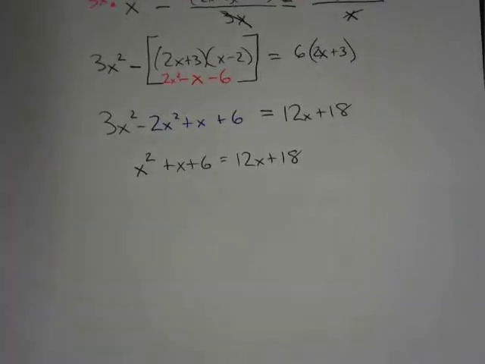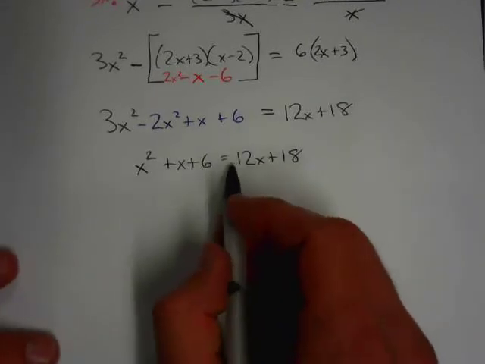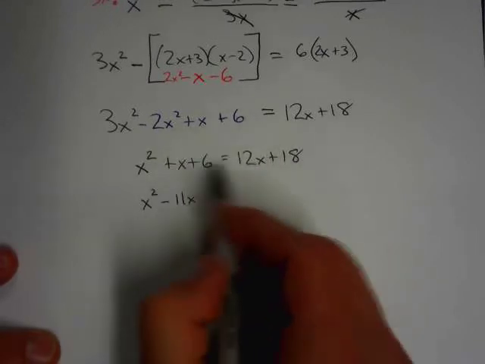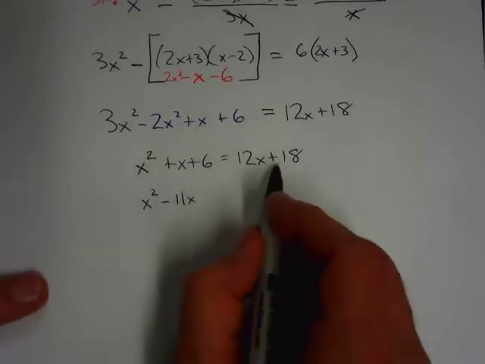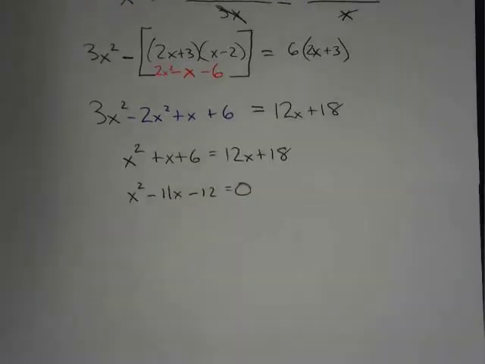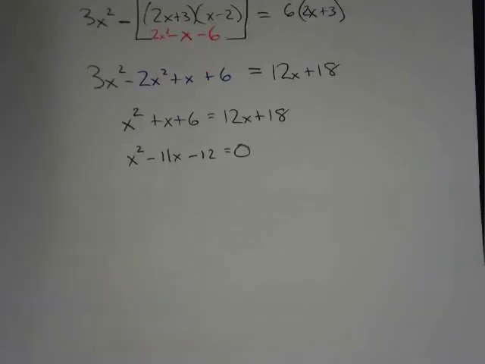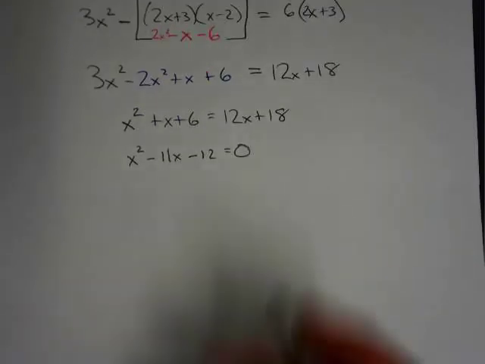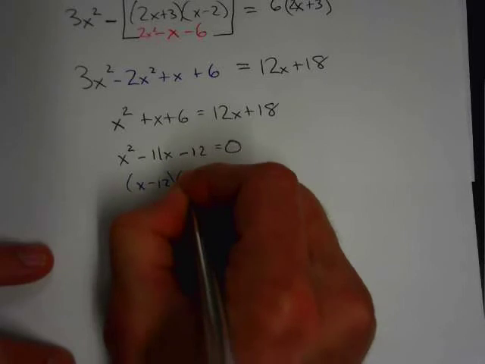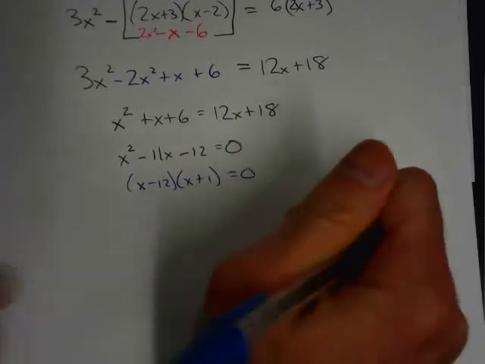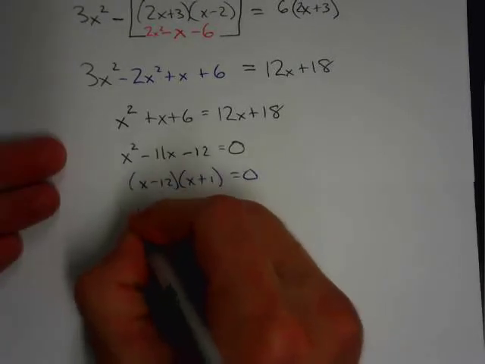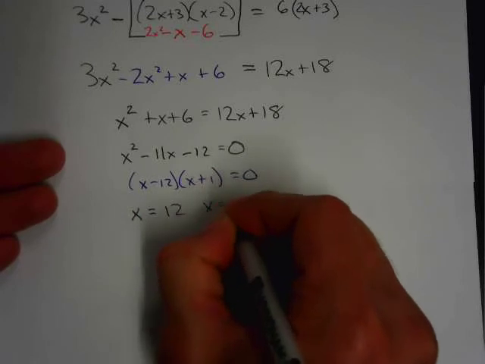All right, so now I'm going to set everything equal to 0, and then we're good. So the first thing I'm going to do is subtract 12x from both sides. I subtracted 12x. X minus 12x, negative 11x. I'm going to subtract 18. 6 minus 18 is negative 12. And now I just need to factor and use the zero product property. Okay? So I'm going to factor x squared minus 11x minus 12. That's x minus 12 times x plus 1 equaling 0. And now I have my solution set. Okay, so clearly my solution set, x will equal 12 or x will equal negative 1.